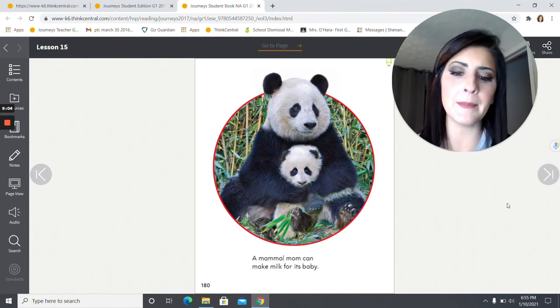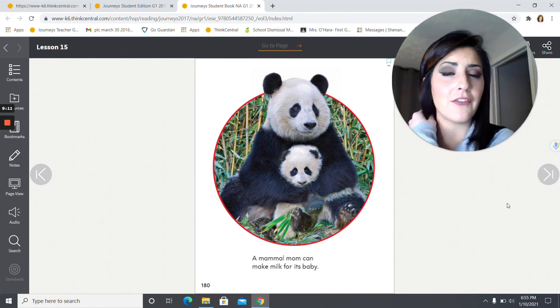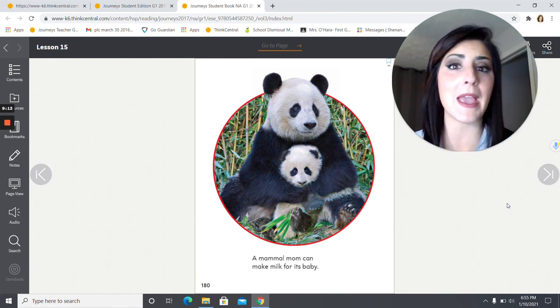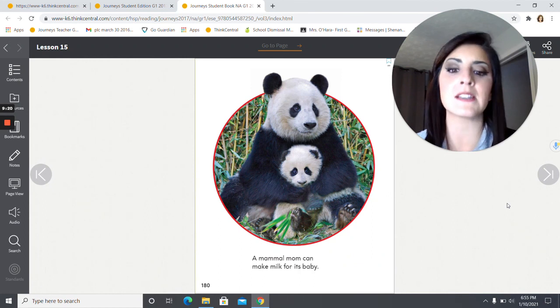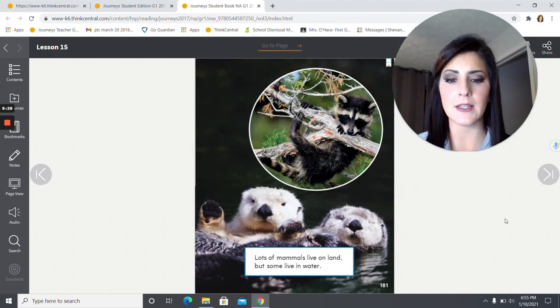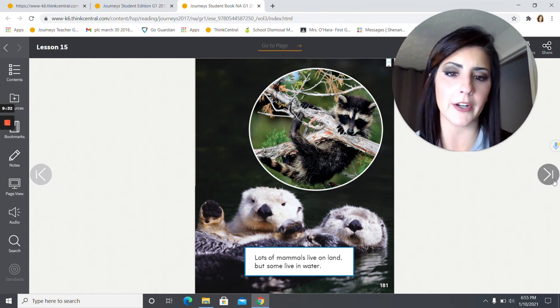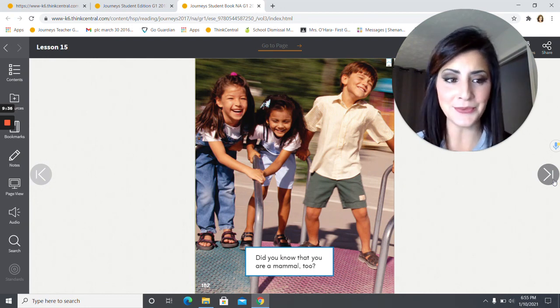A mammal mom can make milk for its baby. So other animals do not, they have to go find food. If you think about a baby bird, a mother bird has to go get food. They have to get worms or some type of food to feed their babies. But mammals can feed their own babies with the mother starts producing milk for the baby. Lots of mammals live on land, but some live in water. Did you know that you are a mammal too?